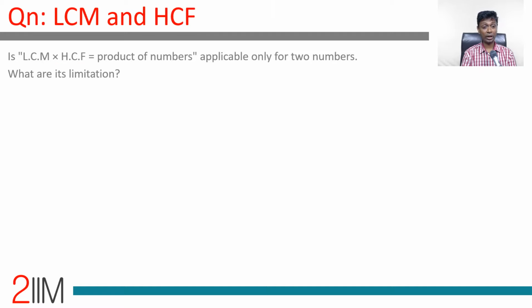Is LCM into HCF equal to product of numbers applicable only for two numbers? Definitely yes. Definitely yes. So think about this. If you have two numbers, 8 and 24, HCF is 8, LCM is 24. If you add a third number, say 32, HCF will continue to be 8.